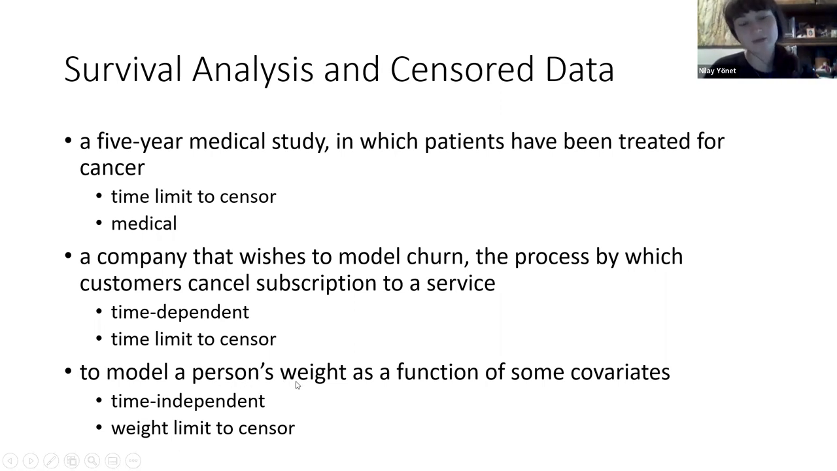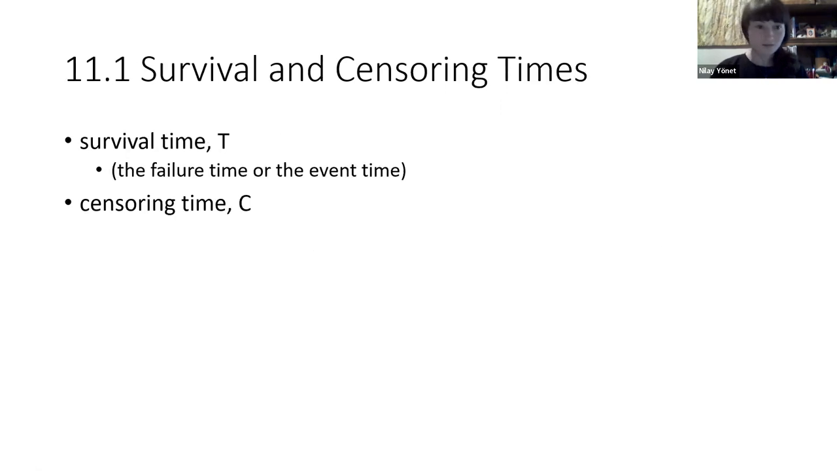So maybe the limiting factor is weight, for example, for this model. We can have a weight interval, and we can censor depending on the weight. After a weight limit, we will just censor the patients or observations, and it goes like that. So we said that the survival time, which we will denote as T, is also called failure time or event time. This does not have to be being alive. It might be just an event, a failure, or even a success. It's just the event.